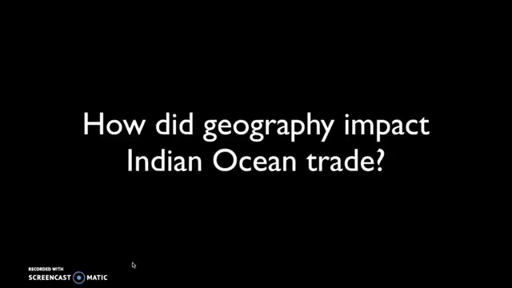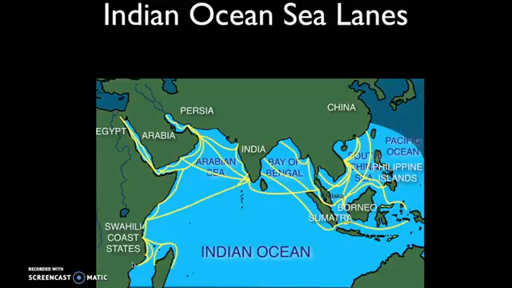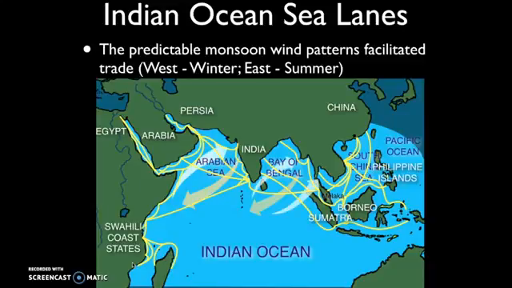So how did the geography impact the Indian Ocean trade? One of the major continuities when it comes to Indian Ocean trade was the role that the monsoon winds played. The monsoon winds are seasonal winds that blow west in the winter and east in the summer. These were predictable, and they allowed merchants and mariners to follow predictable wind patterns, which helped facilitate trade because it allowed them to know when exactly to leave if they were heading in a particular direction and when exactly they'd be able to return. And so they could plot out their routes in a predictable way.